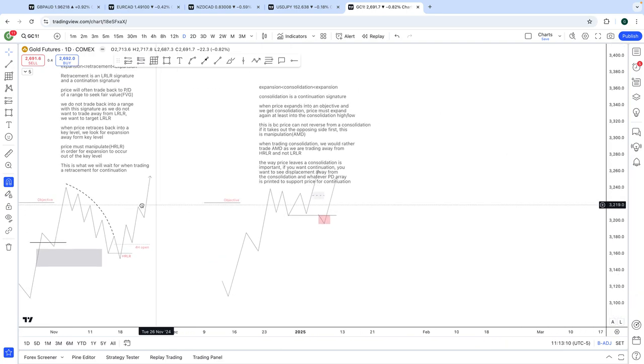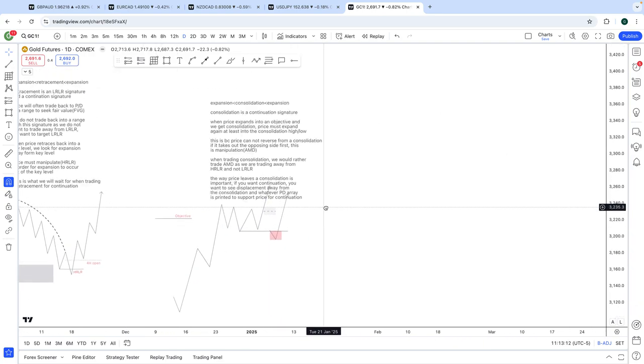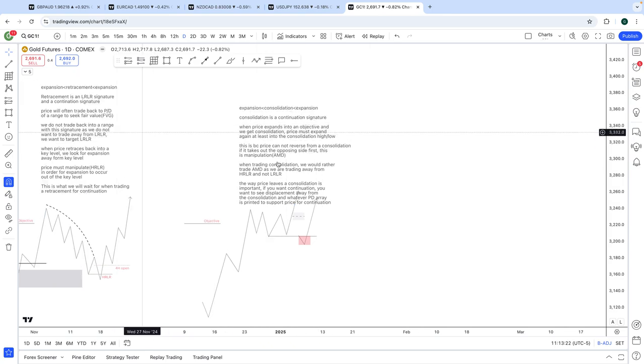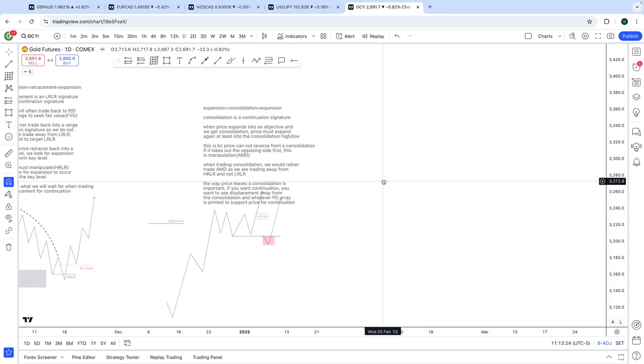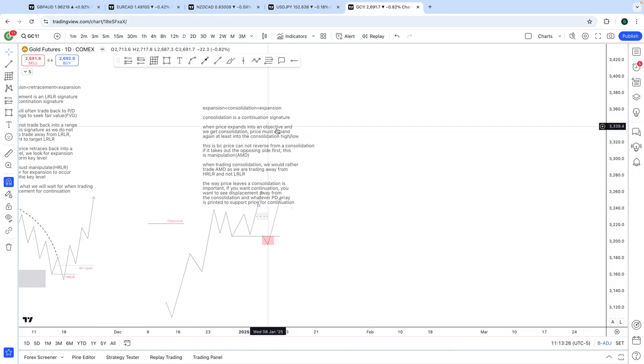All right, so consolidation. If we expand into an objective and we get a consolidation signature, we must expand again. Consolidation is also a continuation signature, right? These are both continuation signatures. When price expands into an objective and we get consolidation, price must expand again, at least into the consolidation high, right? It must at least attack this high. This is because price cannot reverse from consolidation if it takes out the opposing side first.